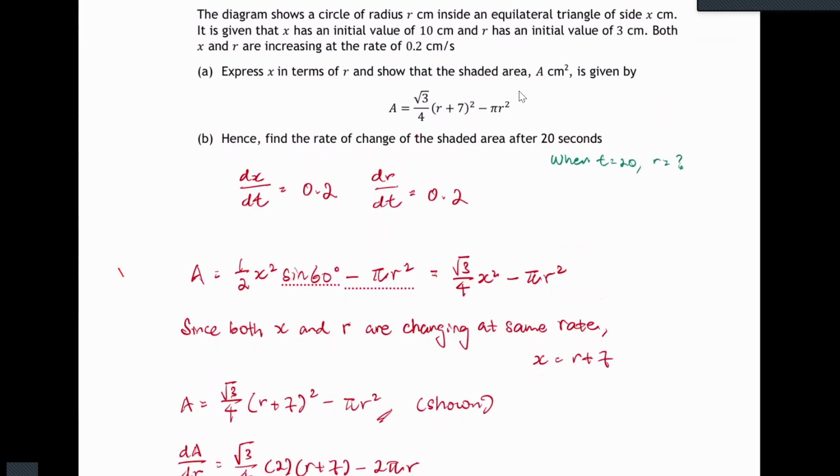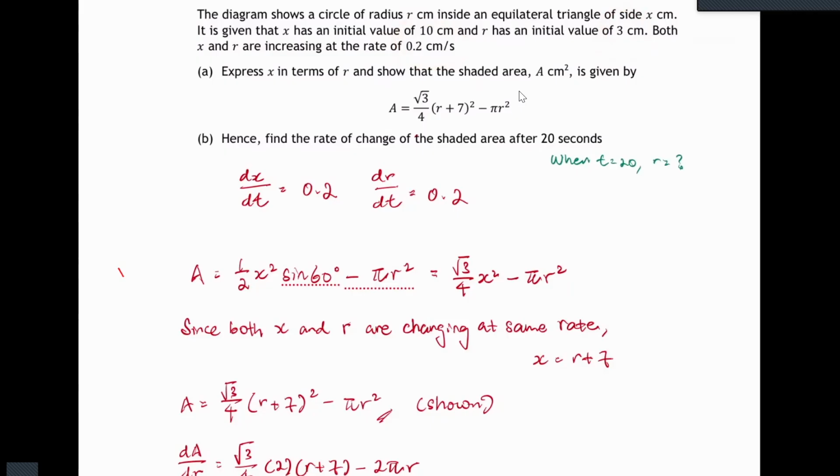But this function is not in terms of t. There's no t here. I cannot sub t equals 20 inside. I need to sub a value of r when t equals 20. So I need to read the question again, find out what is the value of r when t equals 20. The question says that r has an initial value of 3 when t equals 0. r equals 3. r increases at 0.2 cm per second.